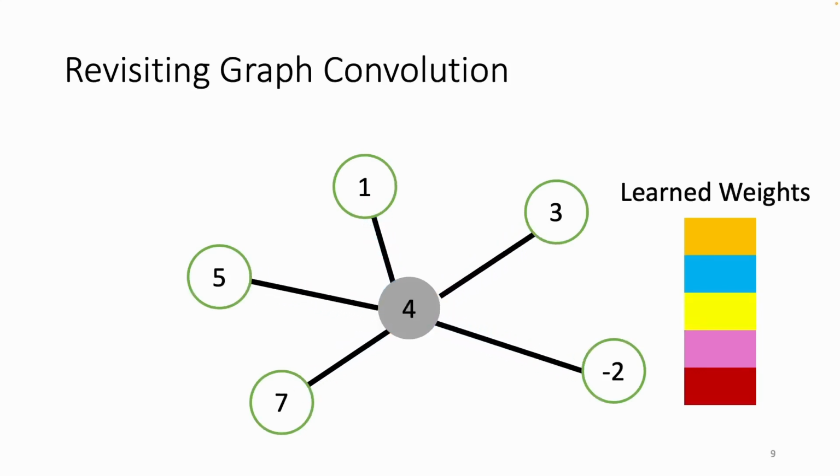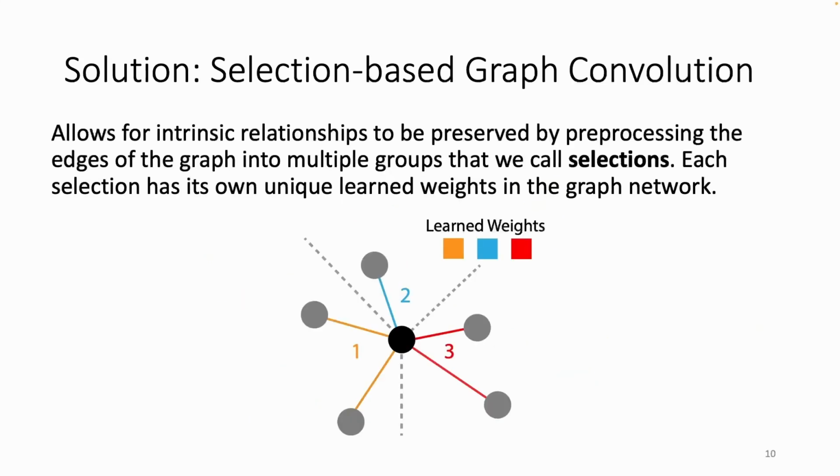In order to do this, we propose selection-based graph convolution. It builds on our previous work of selection conv that focused on images, but modifies the approach to work for graph problems. It preserves intrinsic relationships by pre-processing the edges of the graph into multiple groups that we call selections. Each selection has its own unique learned weights in the graph network. This description may remind you of other approaches that have been applied to graph convolutions, so let's clarify what is new in our approach.